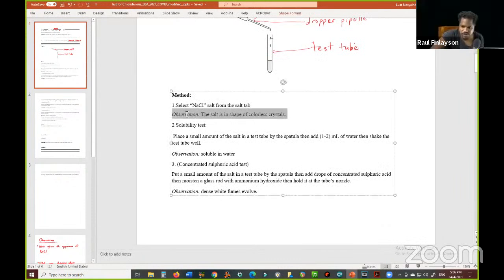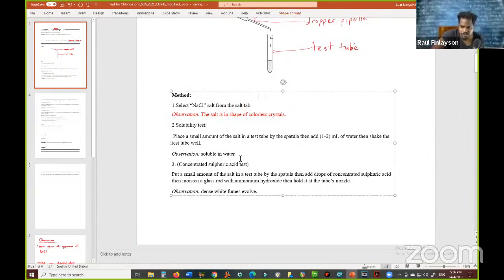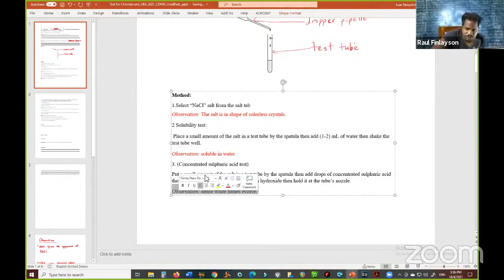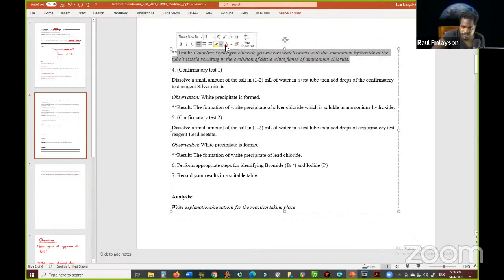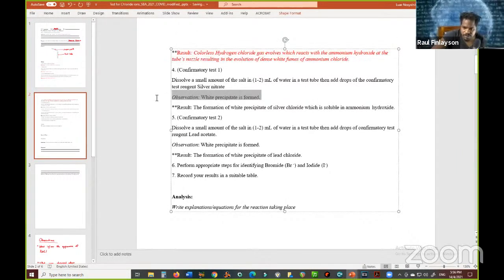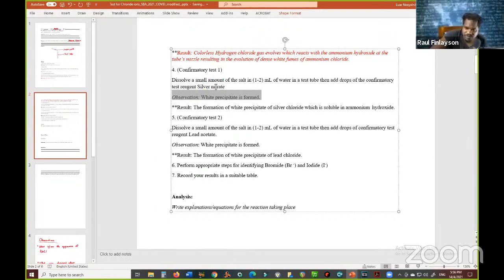All right, as a matter of fact, observations, I will probably put these in red so that we can distinguish them, so that you don't write them up when you're writing your method. So anything you see in red here is not going to be written in the method. So I'm going to color these. All right, any results would be in red here. All right, white precipitate formed. Of course, when you add the silver nitrate.